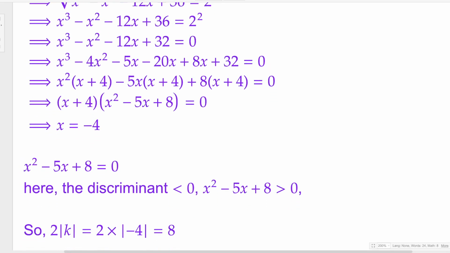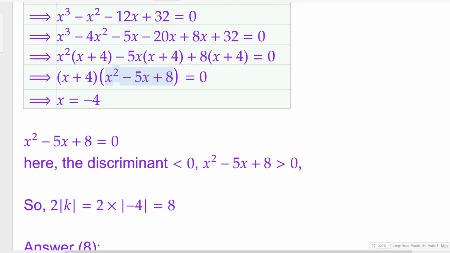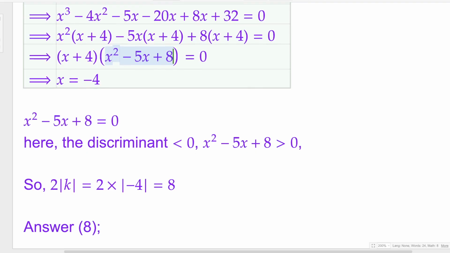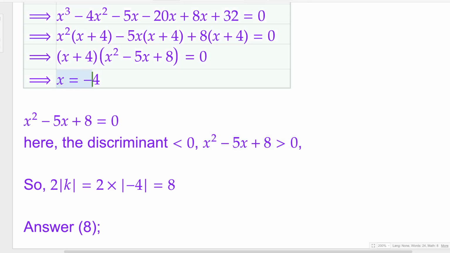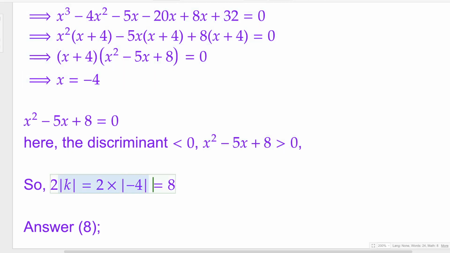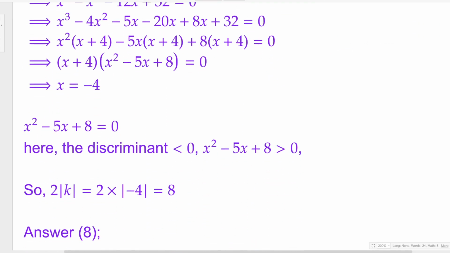So this was the important part: you cannot get real values from the quadratic, because if you check the discriminant, it is negative, and for whichever quadratic expression the discriminant is negative, that expression is always greater than 0, and hence no real value of x can exist. So therefore x equal to negative 4 is the acceptable solution. When we plug it in, the sum itself will be minus 4. So 2 times the absolute value of negative 4 will be 8, and hence 8 is the answer. So this is the problem statement, and this is the answer. I hope it is clear.